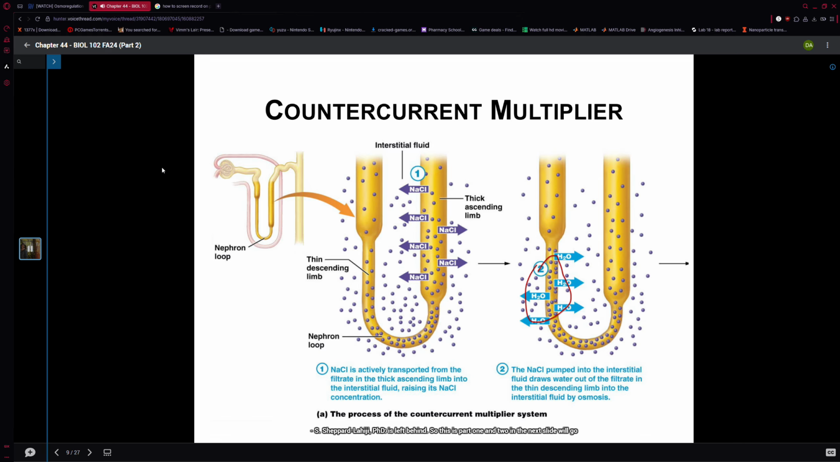So this is part 1 and 2. In the next slide, we'll go through the remaining portions of the multiplier system.